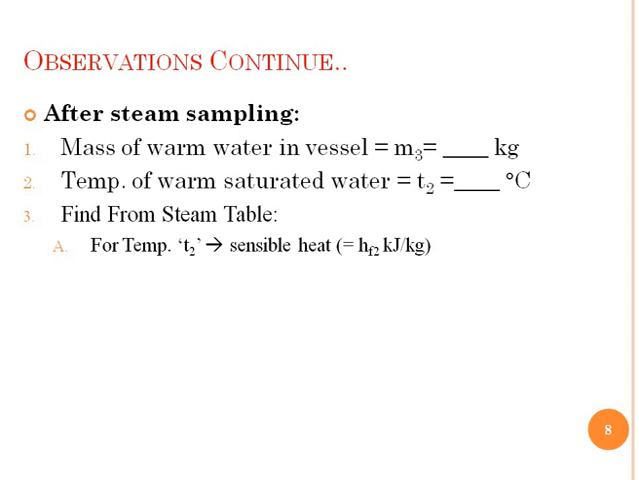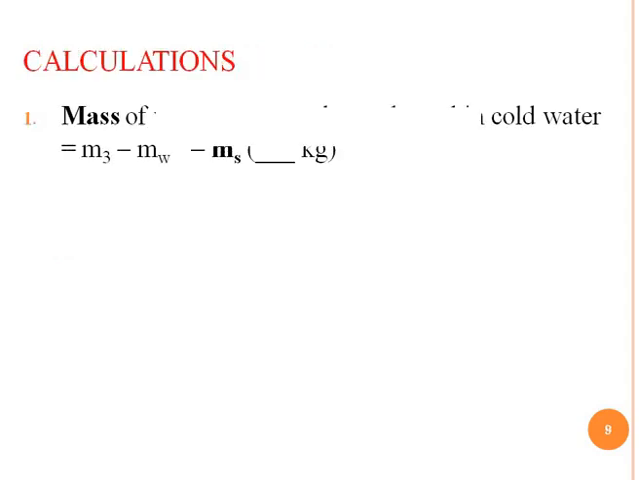Based on this temperature T2, now we will have to find from the steam table the value of sensible heat HF2. Initially we found sensible heat based on pressure, at the starting of the sample, and now at the end of the sample we will have to find sensible heat based on temperature T2, that is the saturated water temperature. Remember, both will be different. Now we will have to take the calculation.